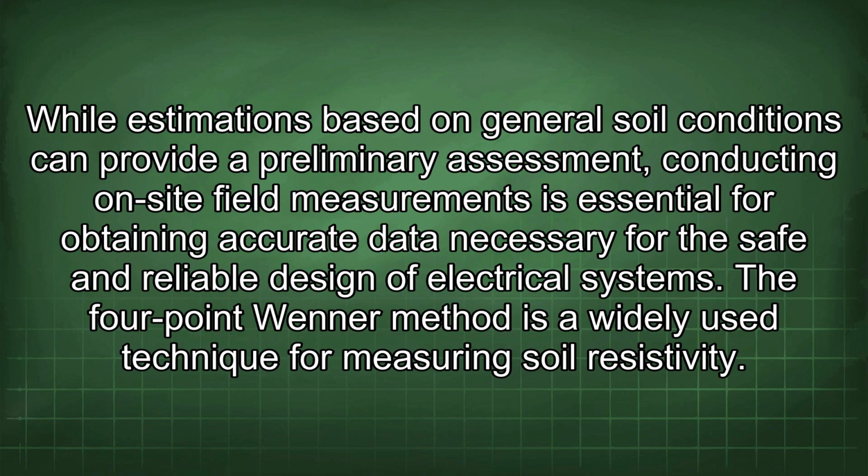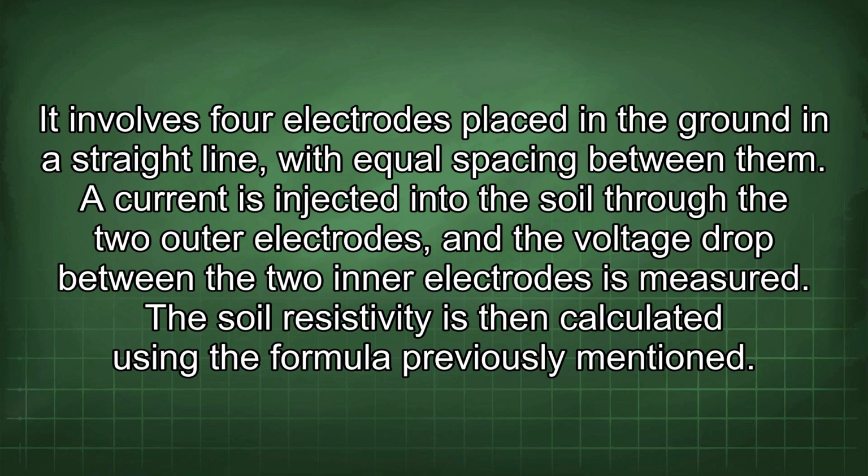The 4-point Wenner method is a widely used technique for measuring soil resistivity. It involves 4 electrodes placed in the ground in a straight line, with equal spacing between them. A current is injected into the soil through the 2 outer electrodes, and the voltage drop between the 2 inner electrodes is measured. The soil resistivity is then calculated using the formula previously mentioned.